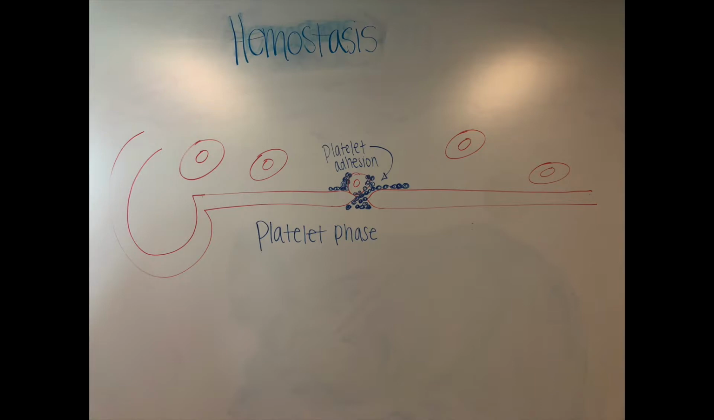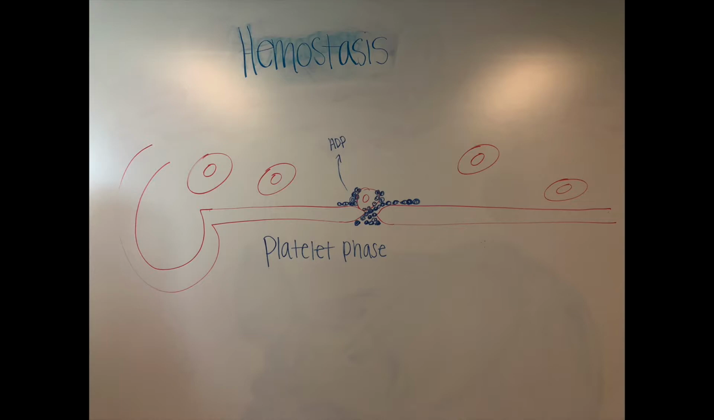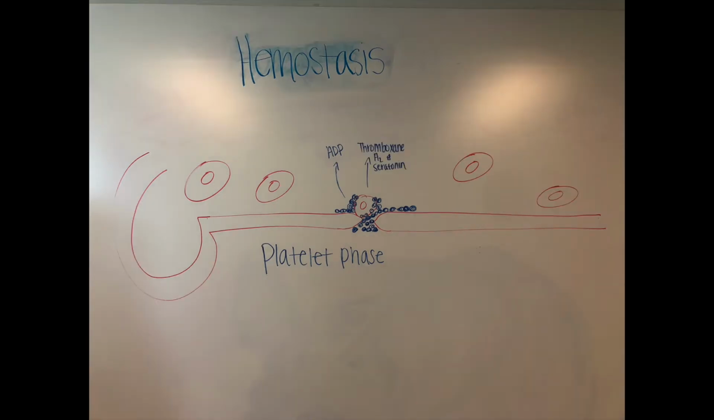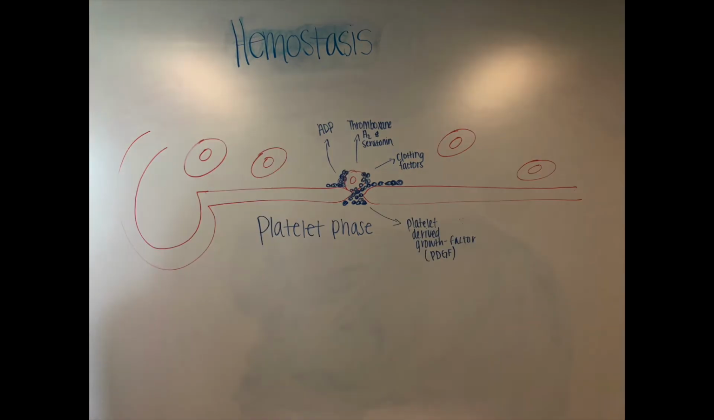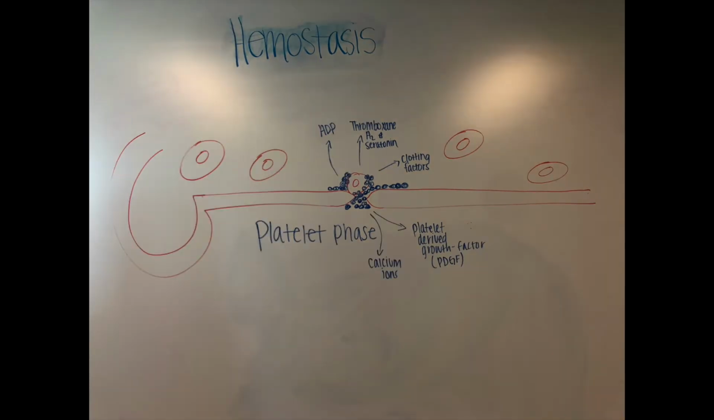The platelets release a variety of compounds including ADP, thromboxane A2, serotonin, clotting factors, platelet-derived growth factor, and calcium ions. These compounds produce a platelet plug that will be reinforced as clotting occurs. There are many different factors that help keep platelet aggregation controlled to the specific injury site.